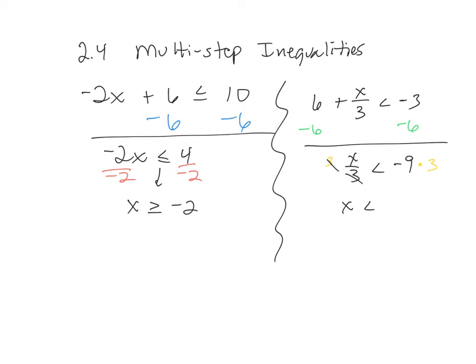Okay, and so this one, even though the answer is negative, we didn't multiply by a negative number. We multiplied by a positive number, so the sign stays the same. Okay. So you'll have a few that will kind of happen like this.